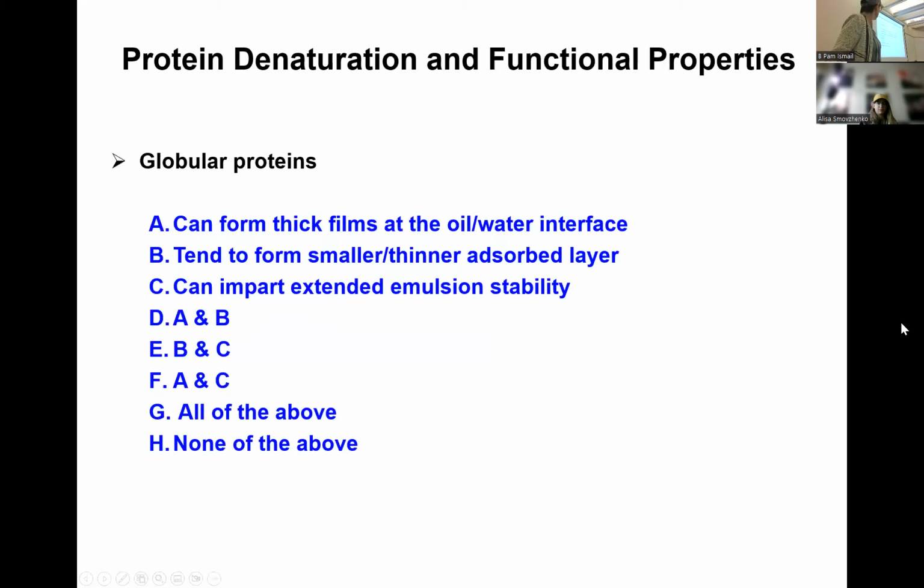Globular proteins can form thick films at the oil-water interface; open structure proteins tend to form smaller, thinner adsorbed layers, and can impart extended emulsion stability. Okay, we're going to talk about all of this, but I want to see your best guess here. A and C. Yeah, it's A and C.